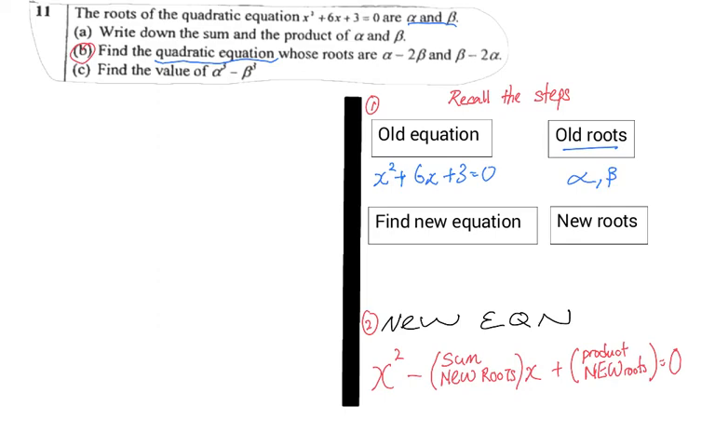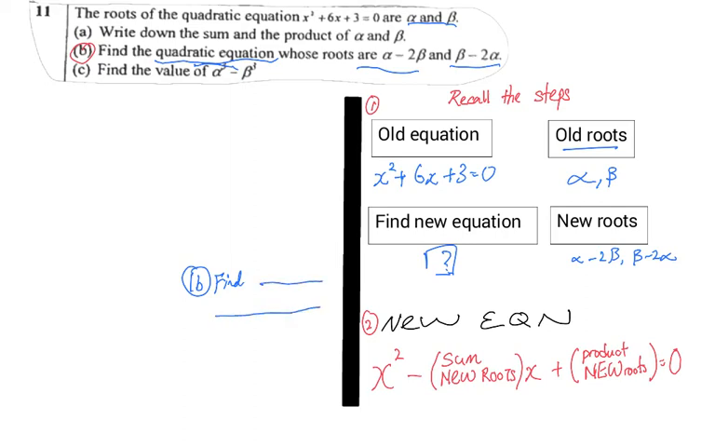Now, what does the question want? The question says find the new equation when the root is this alpha minus 2 beta, beta minus 2 alpha. So I want to find out alpha minus 2 beta as my new root, beta minus 2 alpha as the new root. Then I need to find this new equation. Now before I can find this new equation, I need one more very important step. That is, I need to find what?